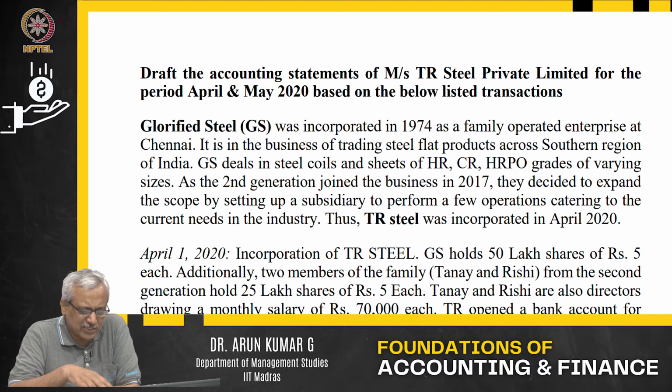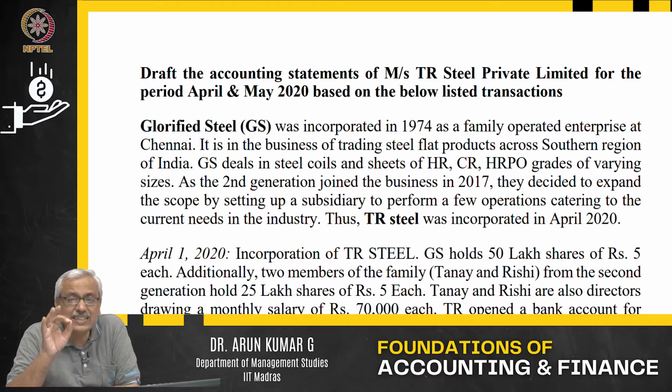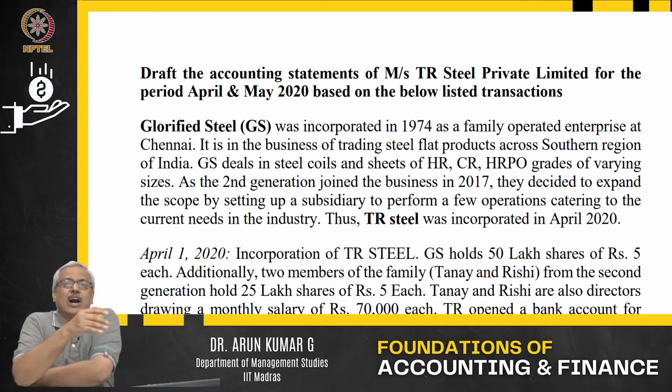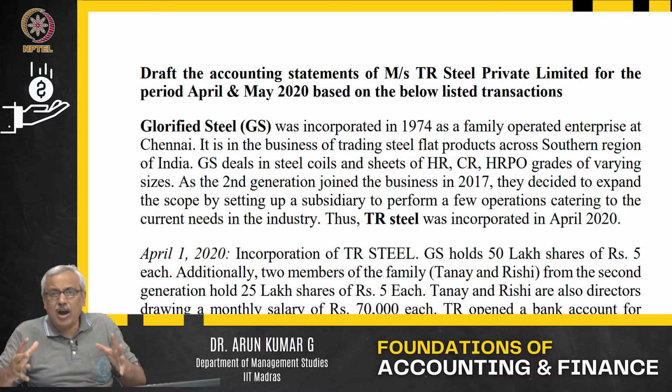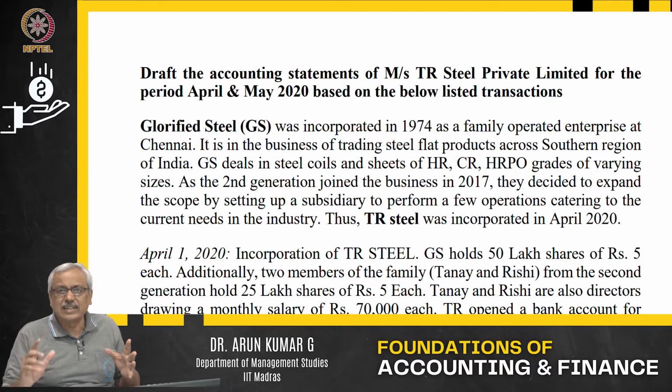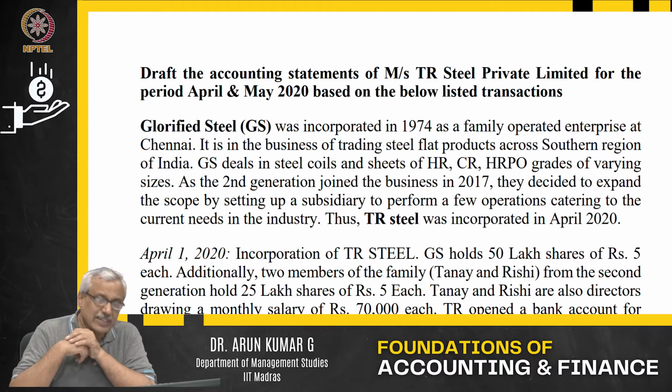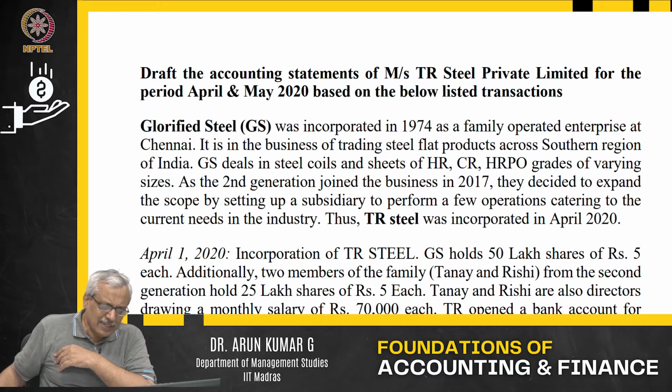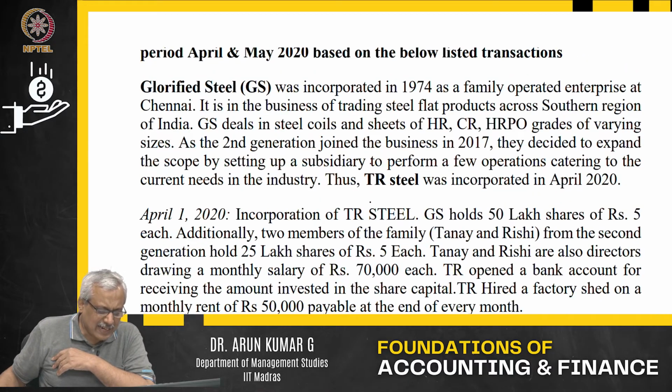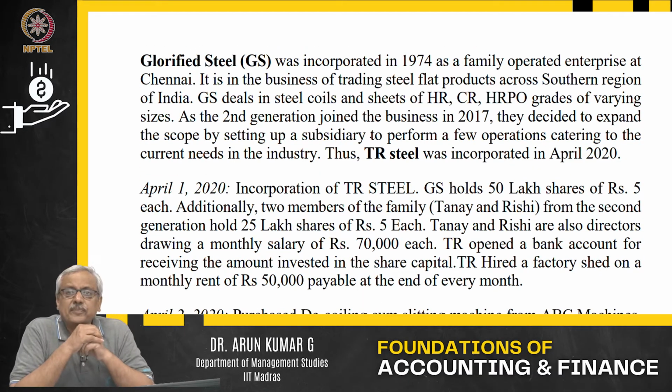As the second generation joined the business in 2017, they decided to expand the scope by setting up a subsidiary to perform a few operations catering to the current needs of the industry. Thus, TR Steel was incorporated in April 2020. Incorporated means a company was formed, a company was started; the subsidiary was started in April 2020. Now, let us start with the transactions as of April 2020.